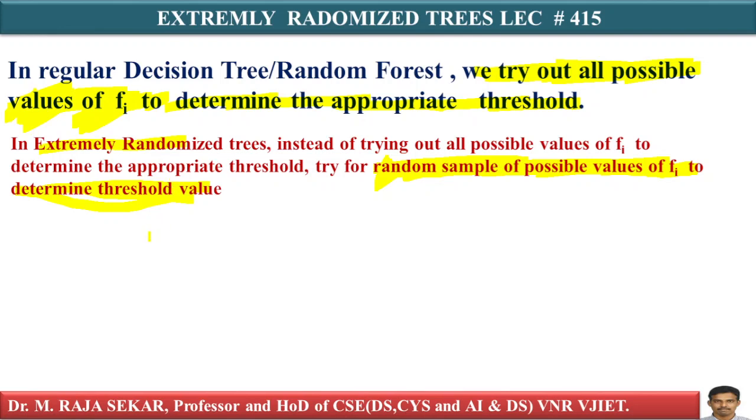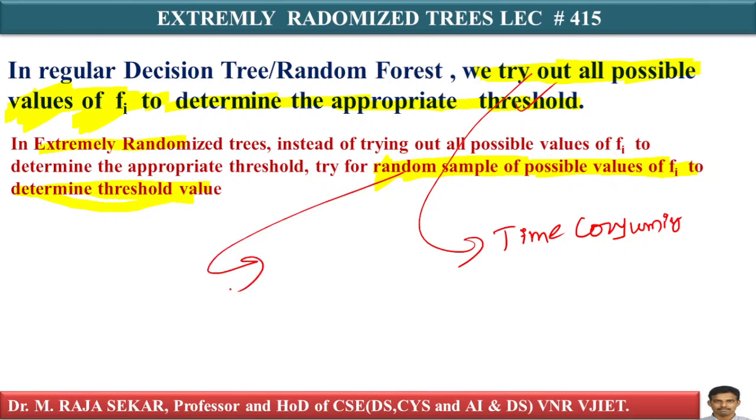If I take all possible values, I would try every possible value of that threshold, which is very time consuming. That is the problem with this approach. Instead of this, if we take a bunch of random samples of possible values, what does that mean? We take a bunch of values, not all values.